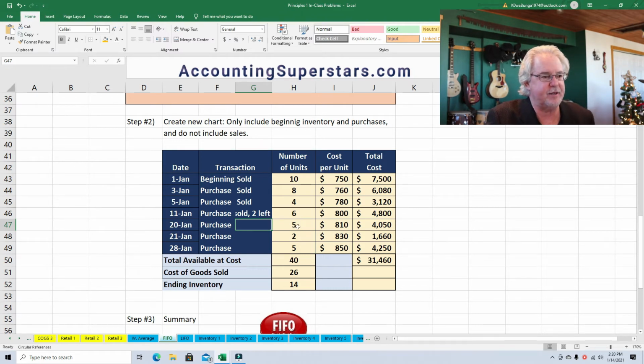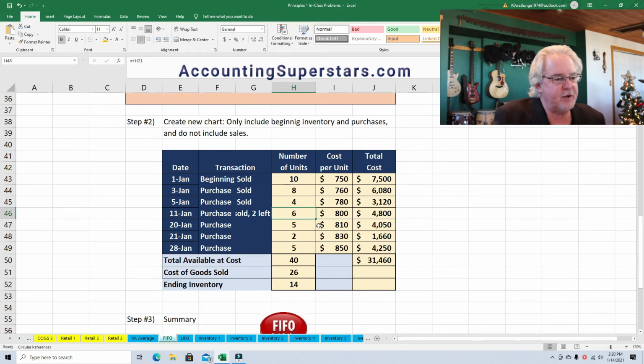So let me run through that again. First in, first out. These are the first ones in, so they're the first ones to be sold. We sold a grand total of 26. So 10 are sold, another 8 are sold, that brings us to 18, another 4 are sold, that brings us to 22, and out of this 6, 4 are sold, and there's 2 left.